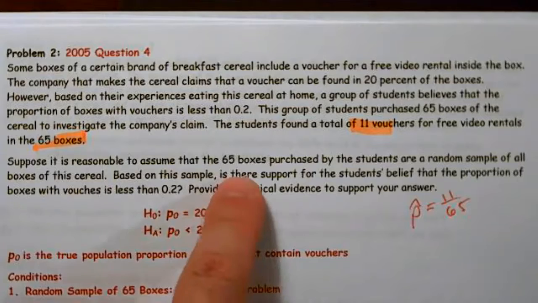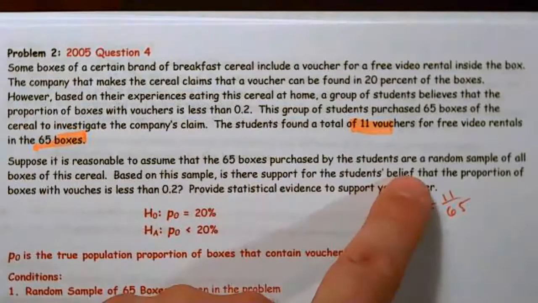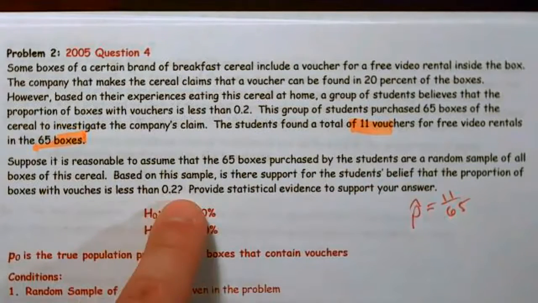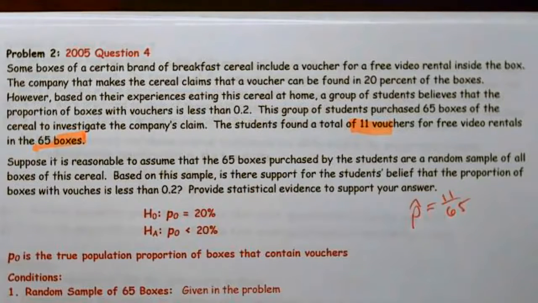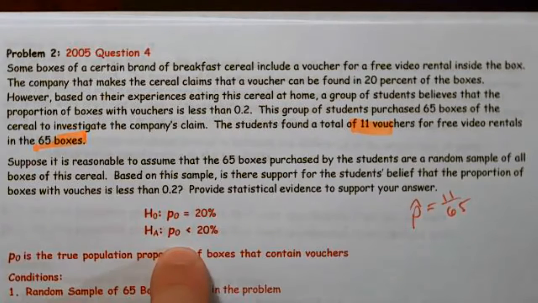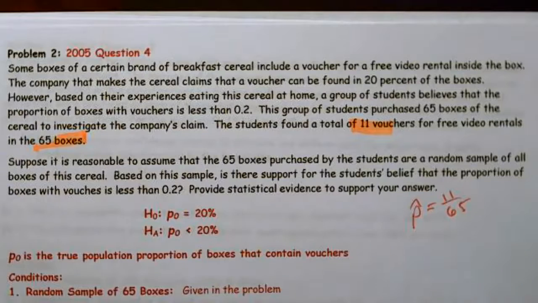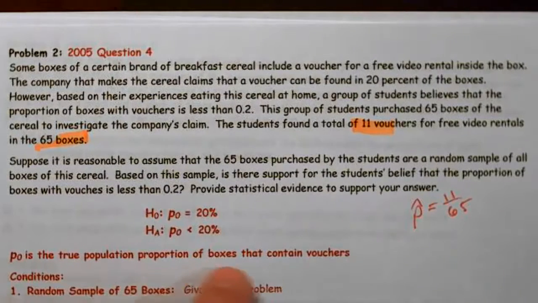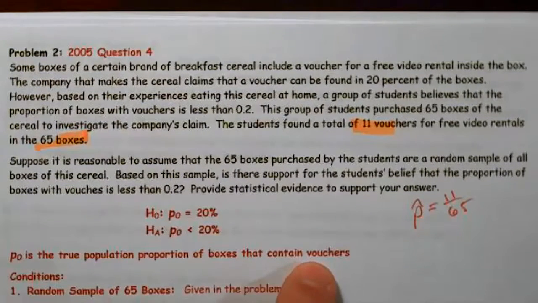Suppose it's reasonable to assume that the 65 boxes purchased are a random sample of all boxes of the cereal. Based on the sample, is there support for the students' belief that the proportion of boxes with vouchers is less than 0.2? Provide statistical evidence to support your answer. So the company's claim is 20%, and I'm going to go with less than 20% because that's what will upset the students. If it's more than 20%, they're going to be real happy that their cereals have more vouchers. You always must define a parameter, and it's the true population proportion of boxes that contain vouchers. That's what we're looking for.